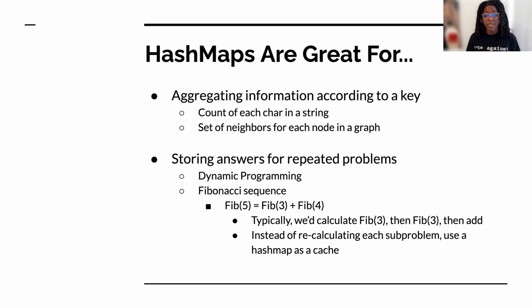And the Fibonacci sequence is, each term in the Fibonacci sequence can be calculated by the prior two terms. So if you want to calculate the fifth term in a Fibonacci sequence, you're going to do that by calculating the fourth term and then the third term and then adding those two together.